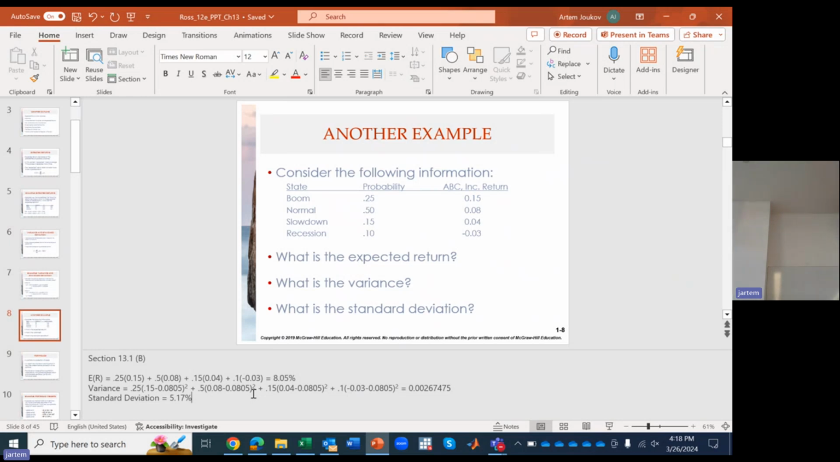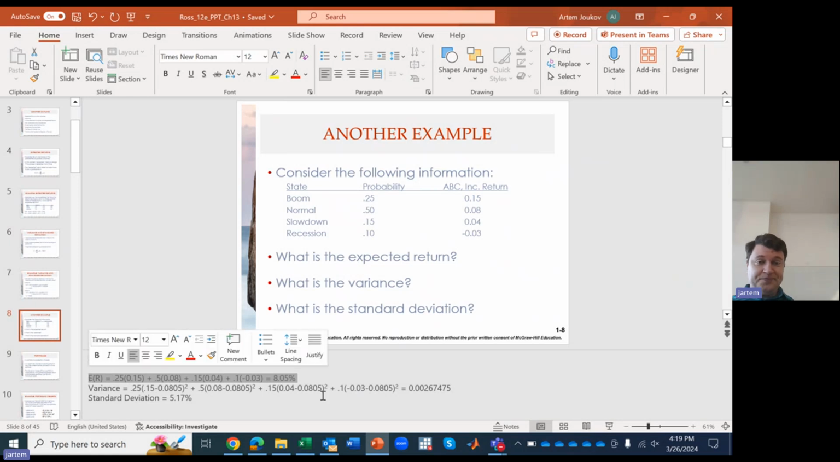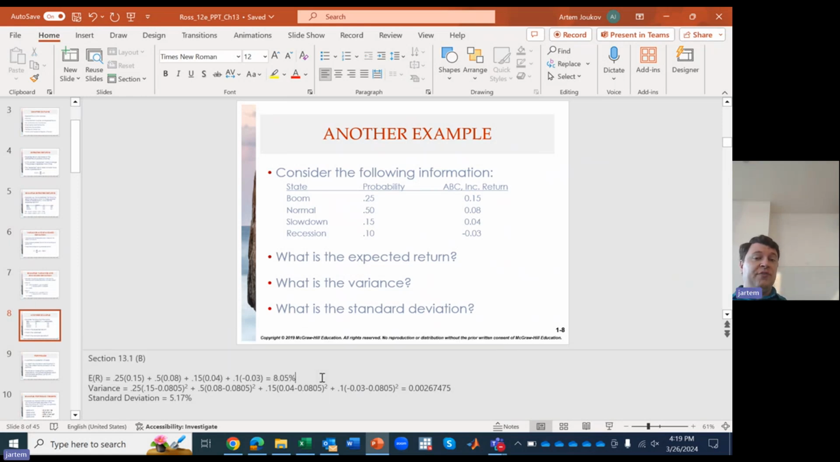There's a 25% chance of a move. There's your 0.25, and then the security returns 15. There's your 0.15. Then there's a 50% chance that the economy is in the normal state. There's your 0.5. And in normal state, it returns 8%. There's your 0.08. And so on. For each state, you multiply the chance that that state happens times the expected return in that situation, and that gives you the overall expected return, which is 8.05%.